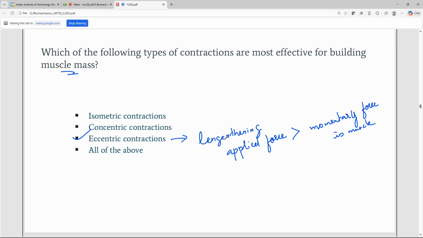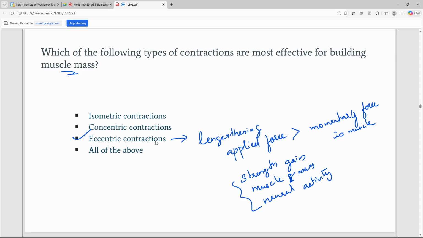So eccentric contractions are good for strength gain, not just for muscle building. It is good for strength gain, muscle mass, and also neural activity. So that is like weight training. If you are applying force, that's the basic idea of gym training or weight training.